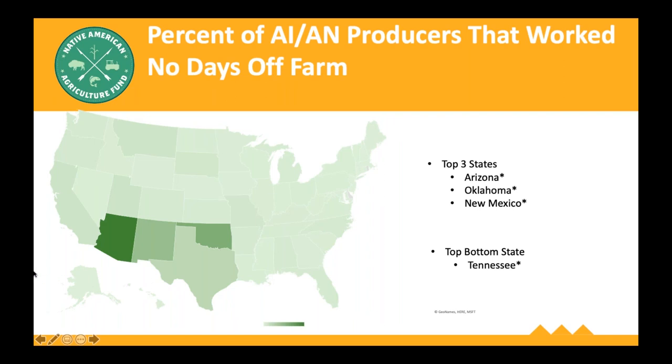So this slide is looking at the percent of American Indian, Alaska Native producers that worked no days off the farm. So it's common for these percentages to be pretty low because it's very common for farmers to have to work additional jobs besides farming. So those top three states are Arizona, Oklahoma, and New Mexico. And the bottom three states are New Hampshire, then New Jersey and Connecticut, and then Alaska, with the bottom state of interest being Tennessee.